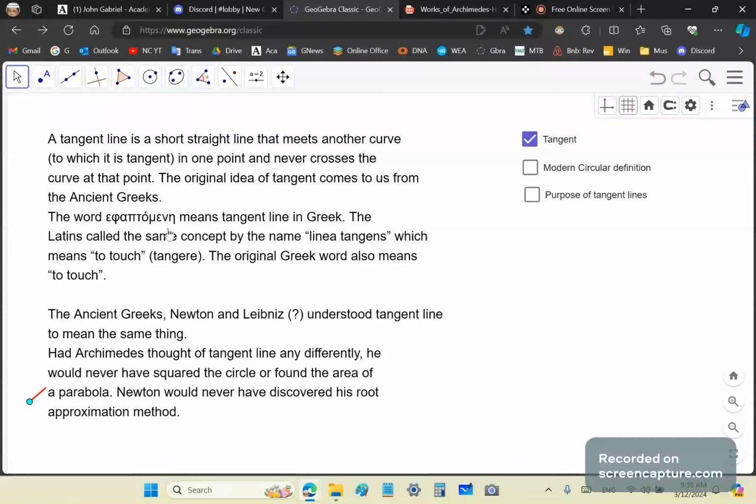The word ephaptomeny means tangent line in Greek. Actually, we don't even say grammy in Greek. We just say ephaptomeny, and we leave out line, which is grammy in Greek. By context, it means tangent line. The Latins called the same concept by the name linea tangens, which means to touch. Tangere is the original Latin word, okay? And the original Greek word also means that. The Latins and the Greeks were in cahoots when this thing came together. The Latins got the understanding from the Greeks.